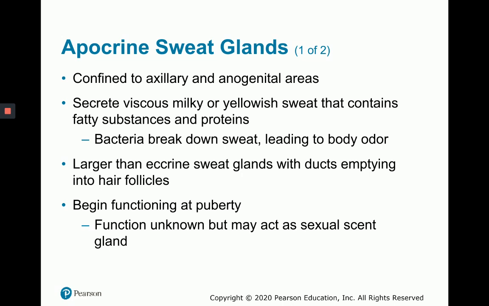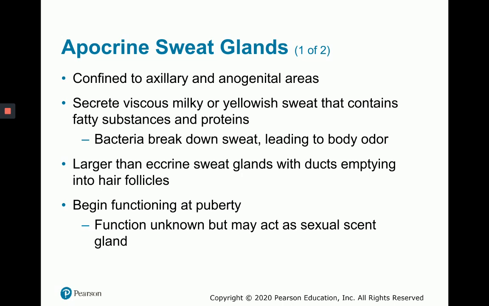This sweat that comes from apocrine sweat glands is not only milky, but can be yellowish sweat, and it's because it contains fatty substances and proteins. And bacteria are able to break down this milky yellowish sweat, and that's what leads to body odor. Apocrine sweat glands are much, much bigger than the eccrine sweat glands. And their ducts don't empty to a pore on the surface of an epithelial sheet. Instead, their ducts empty into hair follicles. And then from those hair follicles, the secretion kind of seeps up around those hair follicles.